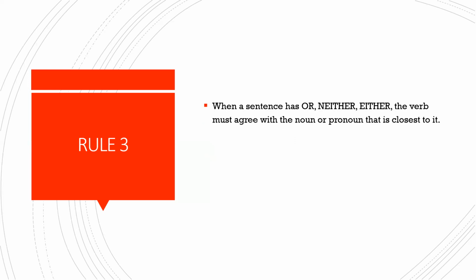Here's the third rule. When a sentence has or, neither, either, by the way, these words can be pronounced as neither or neither, either or either. Both pronunciations are absolutely right. So when a sentence has or, neither, or either, the verb must agree with the noun or pronoun that is closest to it. Here's what I mean.